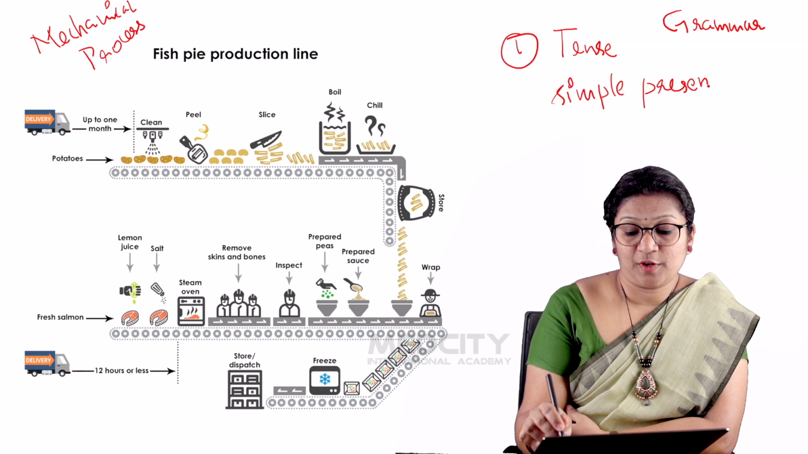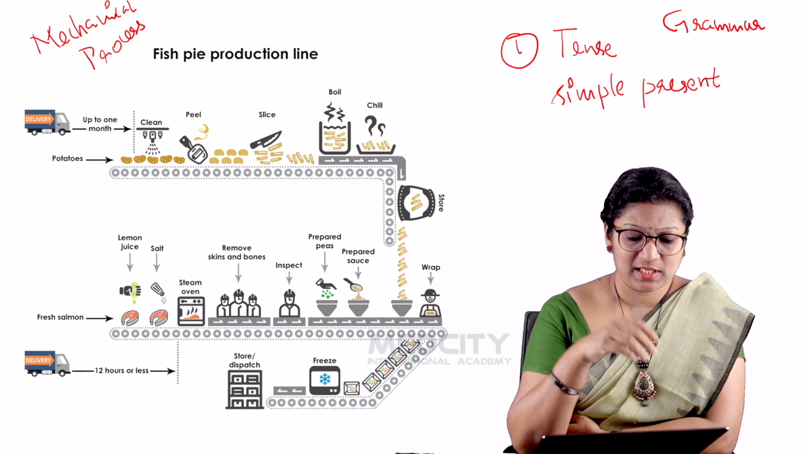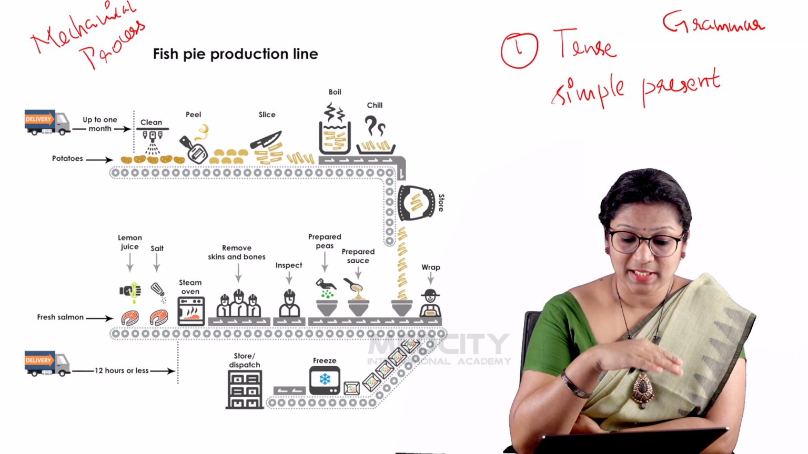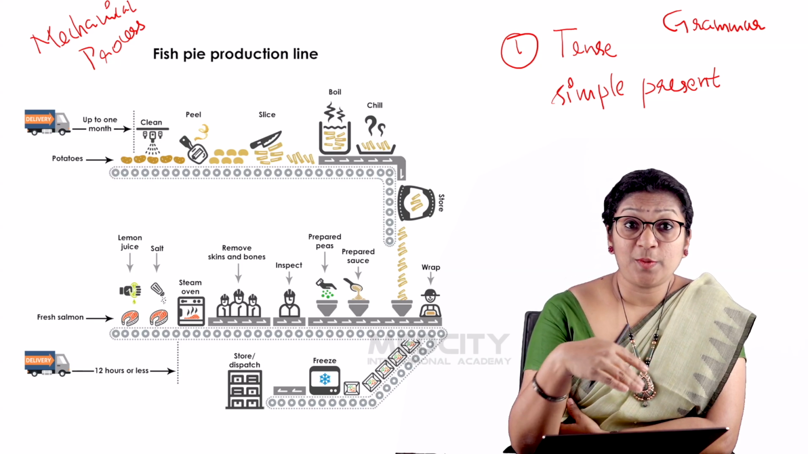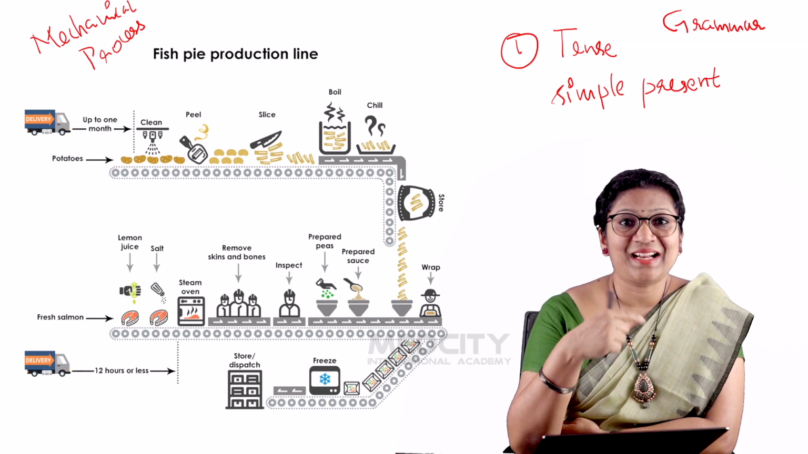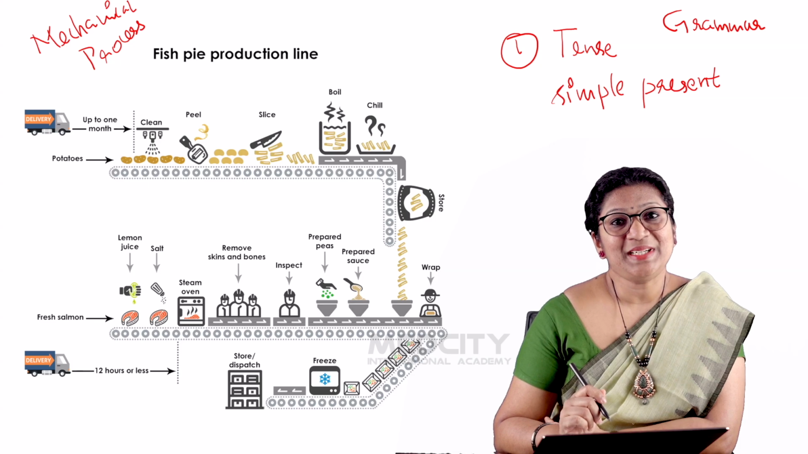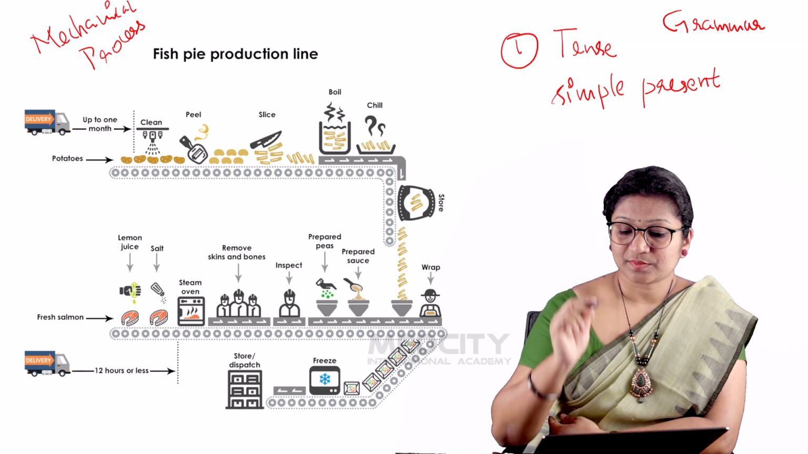Now, of course, what we see is a production of fish pie, but this is over, the process is complete. But that doesn't mean they don't produce fish pie anymore. So this is a regular cyclic process, which is why we stick on to the simple present tense.